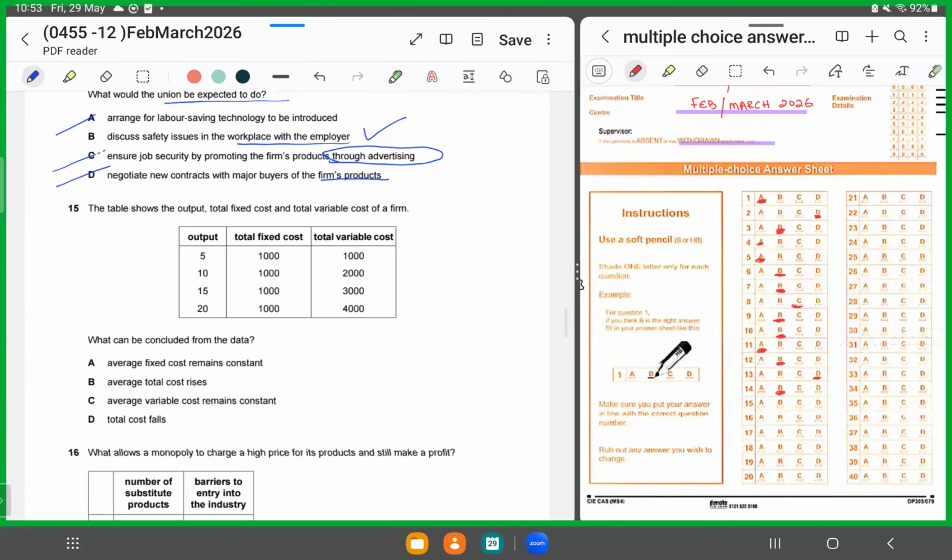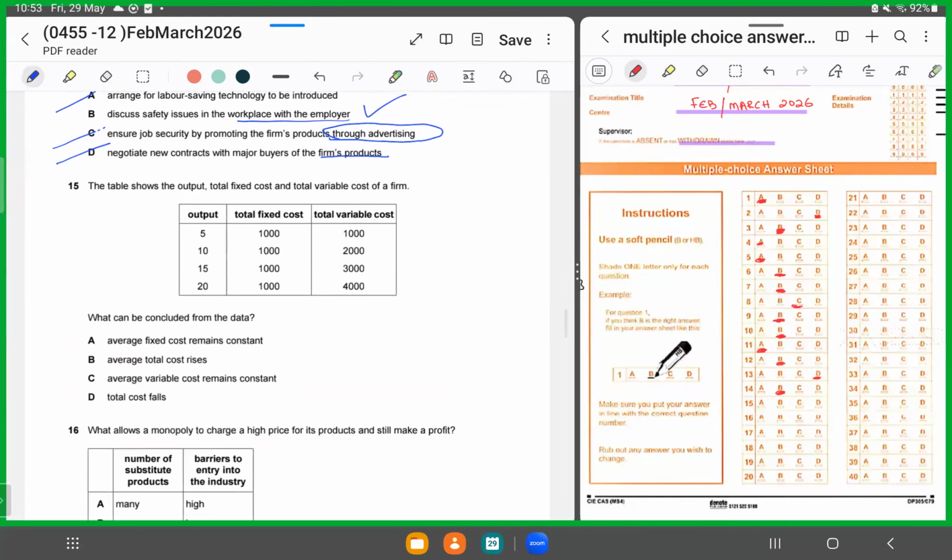Moving forward, MCQ number 15. MCQ number 15 displays different output levels. They've displayed total fixed cost, they've displayed total variable cost. Now they've given us four options. Now they're saying what can be concluded from the data. So now we'll answer this question by looking at each option.